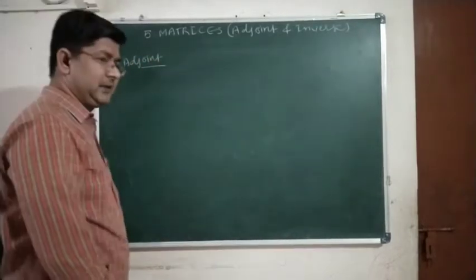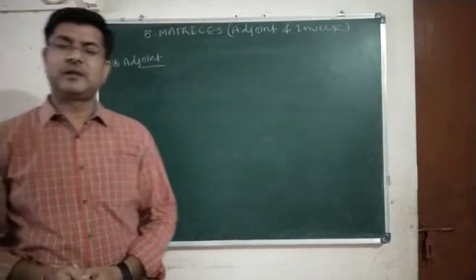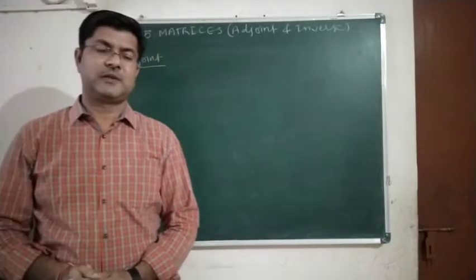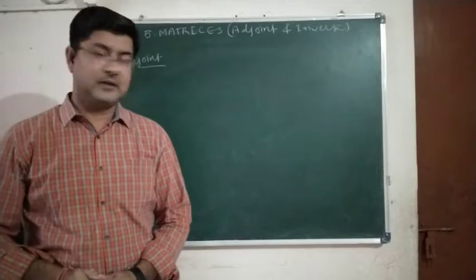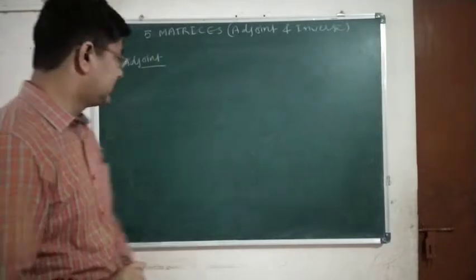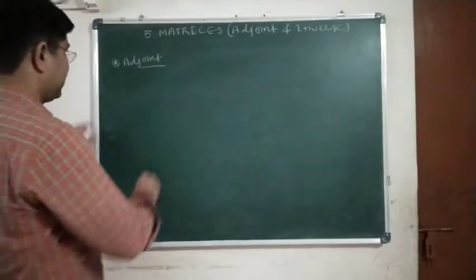Adjoint and inverse are properties of a square matrix. So for square matrices only we will find the inverse and adjoint. Now, adjoint of a square matrix.